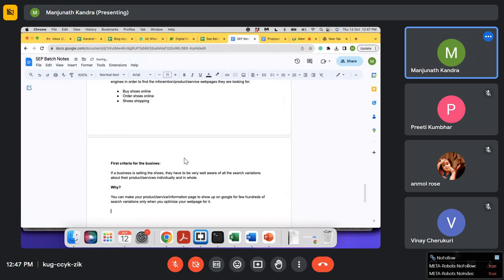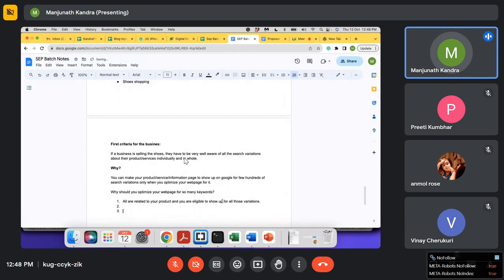Correct? Why should you optimize for all those keywords? Because they are all related to your business. Why should you optimize your web page for so many keywords? Number one, all are related to your product and you are eligible to show up for all those variations.